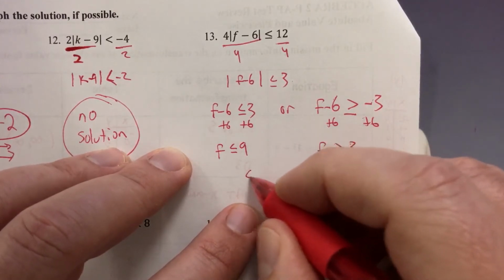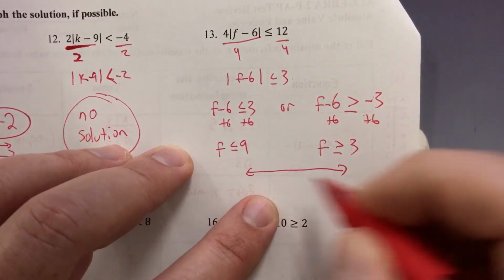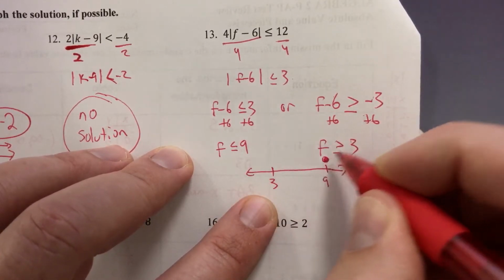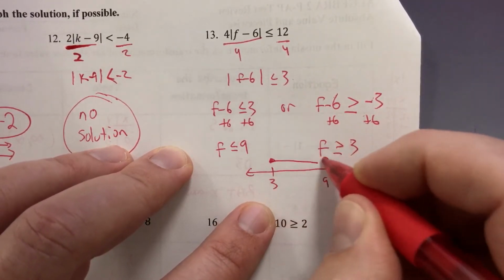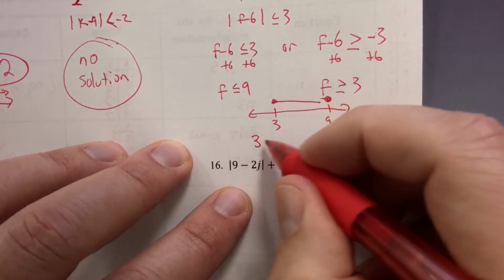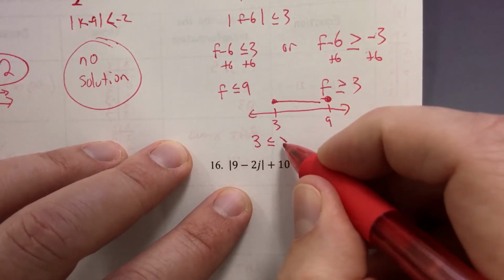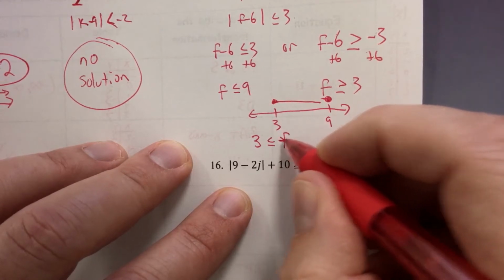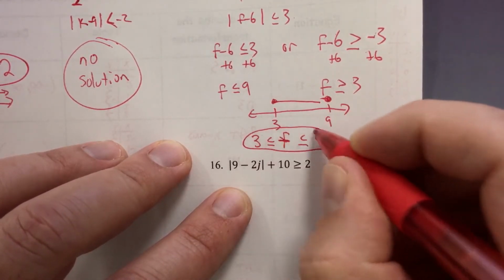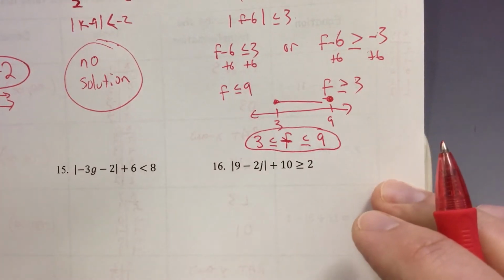On a number line, we have 3 and then 9 over here. F is less than or equal to 9. F is greater than or equal to 3. They're going towards each other. So this is an and statement, which I would like for you to write like this: 3 less than or equal to F less than or equal to 9. That's how you write your and statements. You don't need to write the word and. You can just write it like that.